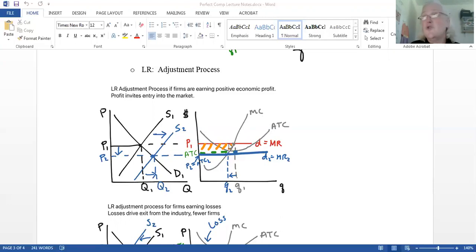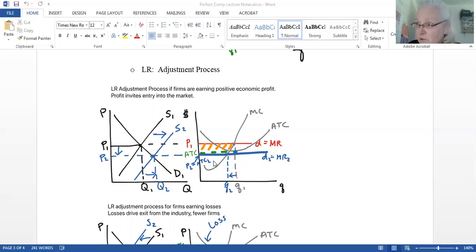The first thing you do once you recognize that intersection is come straight down and choose your quantity. The firm is going to choose to produce an optimal quantity in the short run in response to a price of P1. They're going to respond by producing Q1 level of quantity. And then what does it cost to produce the Q1? You go back up to the ATC, come across, and here's the green ATC, the original ATC.